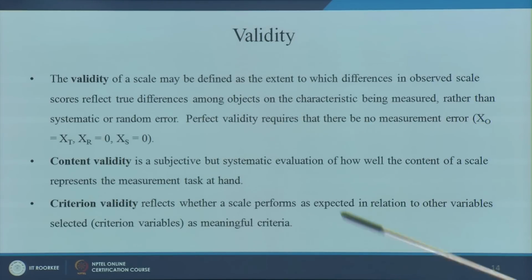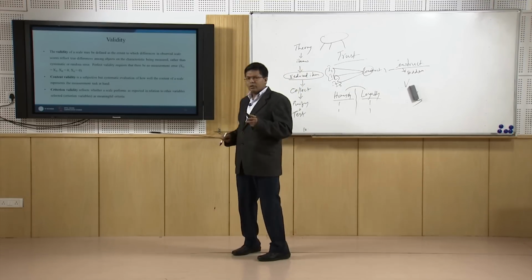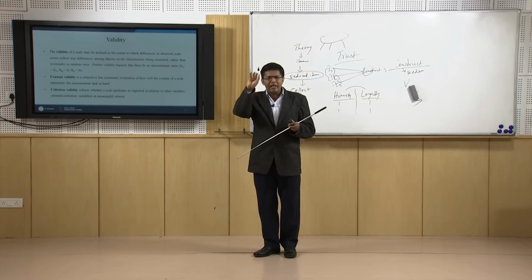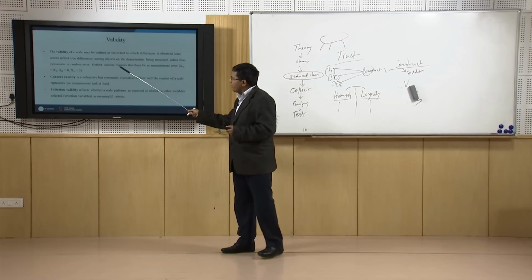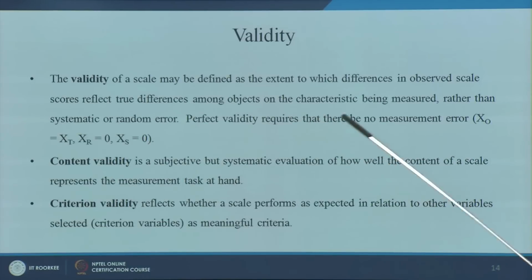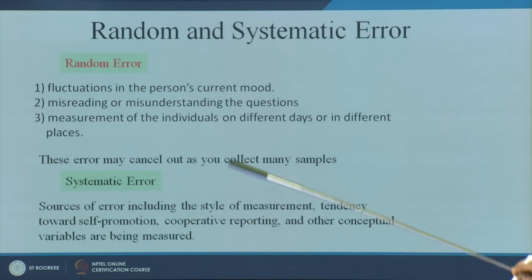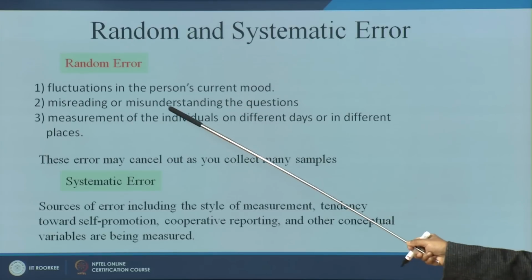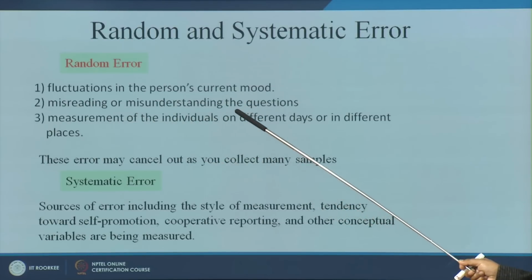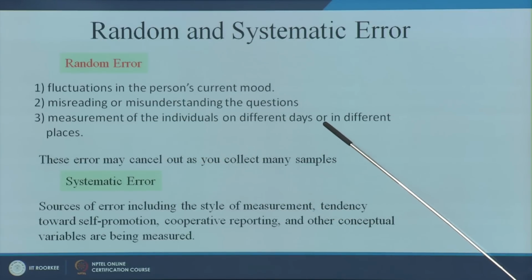Now, coming to this important part, that is validity. As I said, validity means the instrument has to be valid, as in the example I gave. Perfect validity requires that there should be no measurement error, that means no systematic or random error. Now let us look at this. Random errors are basically fluctuations in a person's current mood, misreading or misunderstanding the question, or measurement of individuals on different days or in different places.